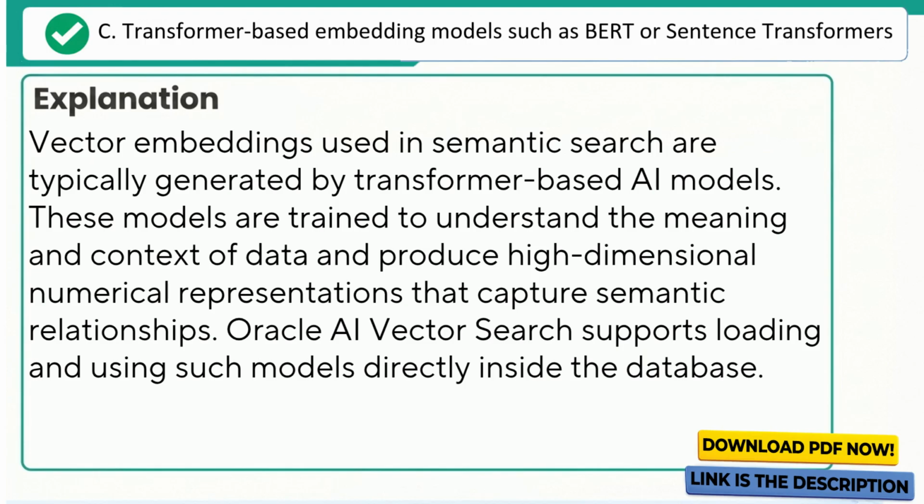Explanation: vector embeddings used in semantic search are typically generated by transformer-based AI models. These models are trained to understand the meaning and context of data and produce high-dimensional numerical representations that capture semantic relationships. Oracle AI Vector Search supports loading and using such models directly inside the database.